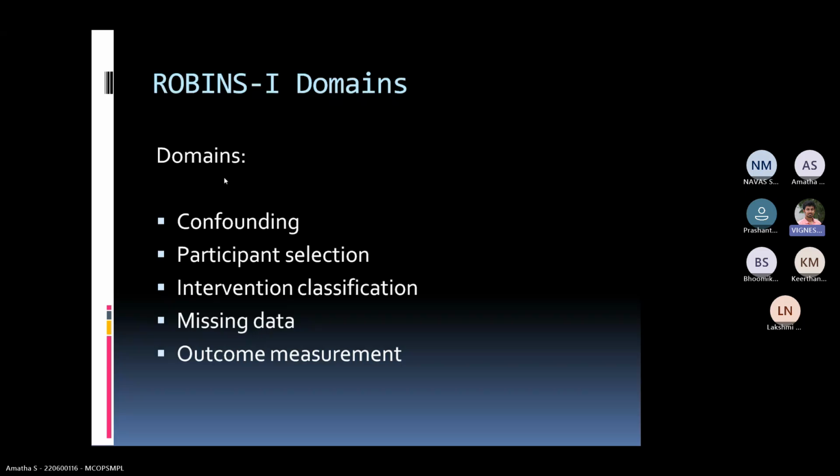In that case, you have to have participant selection, whether it is a randomized one or a control one, or whether you are choosing randomly or not. All this will come. Then intervention classification, then missing data and outcome.